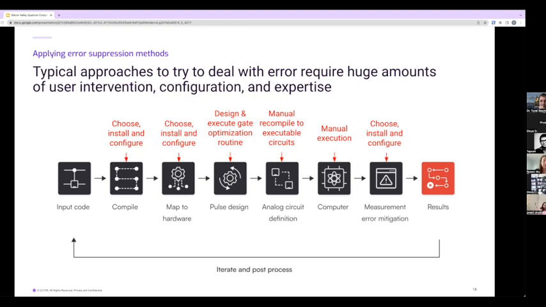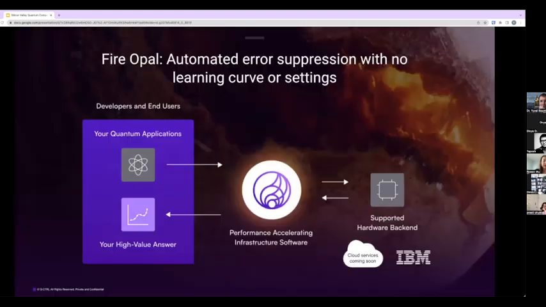And so what we've come out with, as our company, Q-Control, due to the advanced research and the methodologies that we've developed, is an automated error suppression pipeline. It's packaged up into a single package called FireOpal. FireOpal is the epitome of what we're calling performance-enhancing quantum infrastructure software, and it applies all of the best methodologies within the field of quantum control and error suppression.